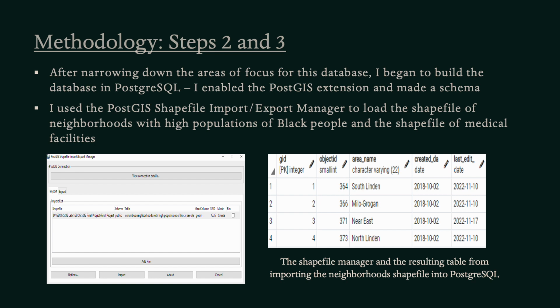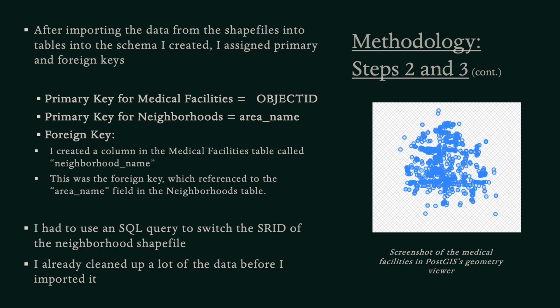So after cleaning up my data and finalizing everything and creating a final shapefile of the neighborhoods I wanted to focus on, I began to start building a database in pgAdmin. I created a new database, enabled the PostGIS extension, and then built a schema for the tables. And then from there, I used the PostGIS shapefile import manager to load the shapefile of the neighborhoods that I built, along with the shapefile of medical facilities in Columbus. This can be demonstrated in the screenshots on the slide.